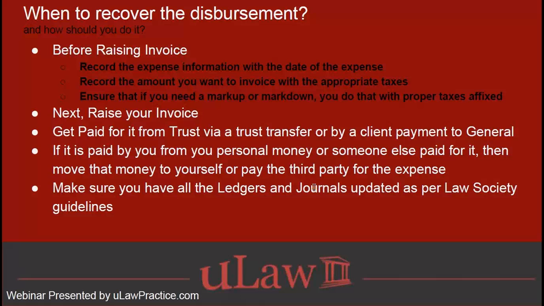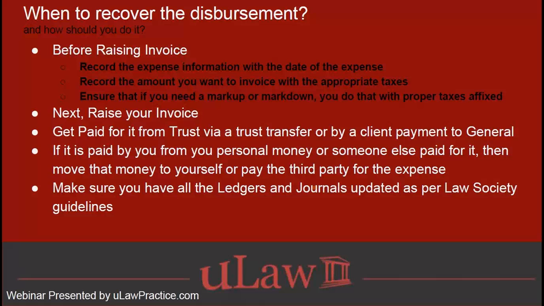Now that it's your money, the way that you can make that money is by moving it from the trust account into your general account. Okay? So how do you recover your disbursement? Raise that invoice and move that money from trust to general. If it's a trust, that money is taken out of your trust anyways. It's never your money to begin with.